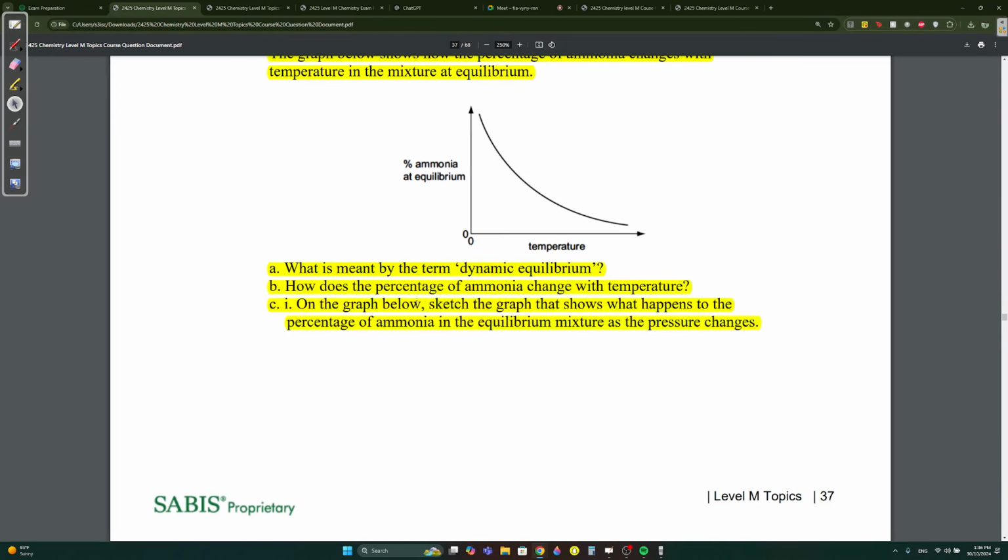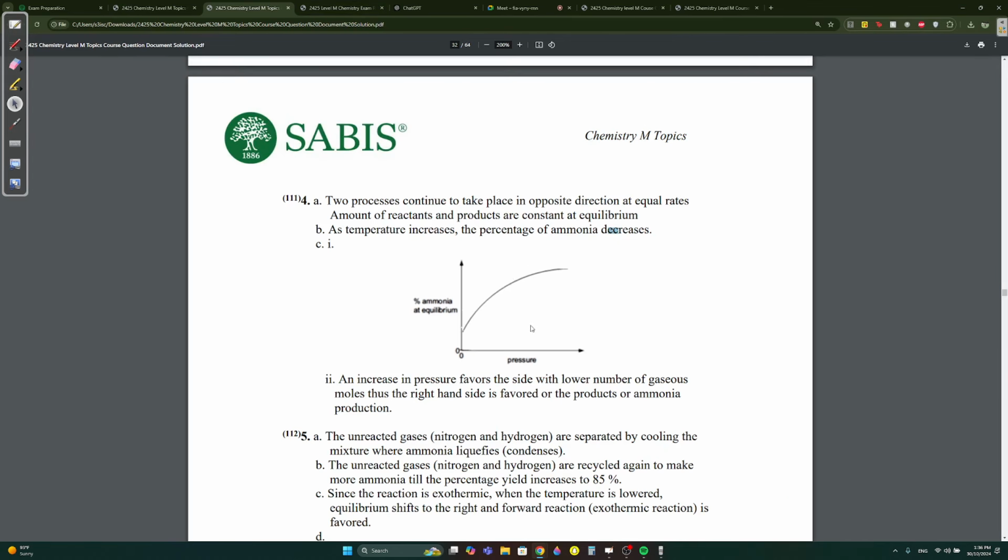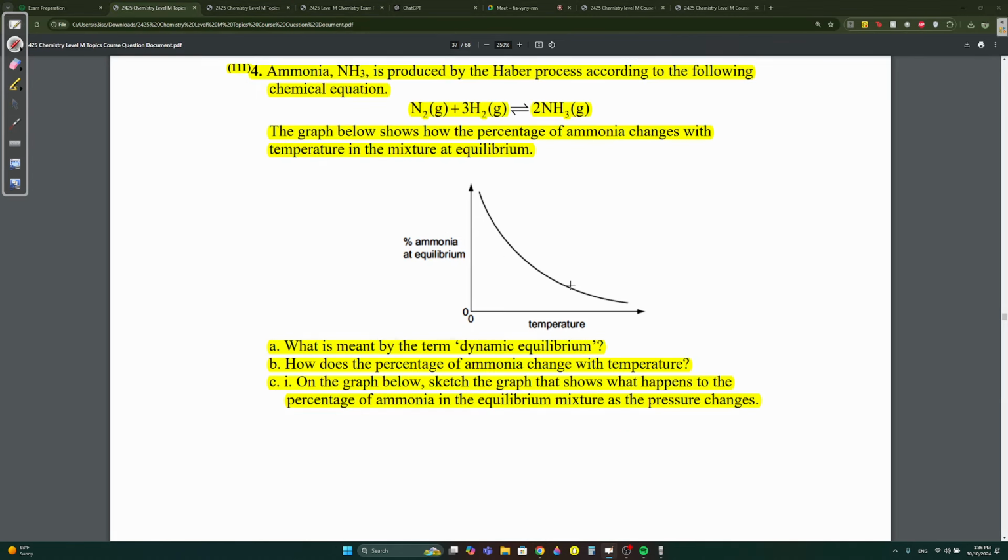On the graph below, sketch the graph that shows what happens to the percentage of ammonia as the pressure changes. What do they mean? Oh, they want as pressure increases. Obviously, if you increase the pressure, the system would want to decrease it. This isn't coming for our exam, but it's required in the question, so you should know. If you increase the pressure, the system will want to decrease the pressure, so it will go to fewer gaseous moles. Where are the fewer gaseous moles? It's to the right. So if you increase the pressure, it's going to move to the right.